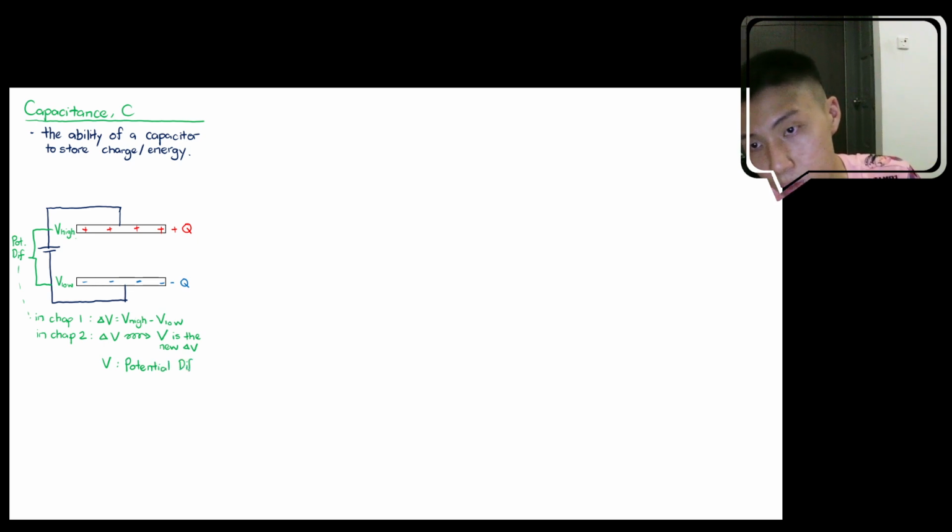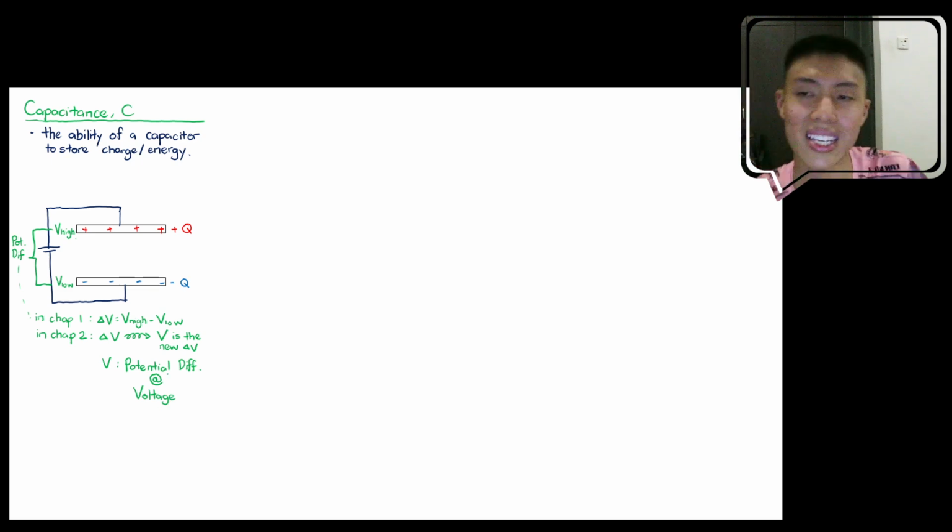In this case, it's a potential difference across the two plates. And of course, you know that another name for potential difference is the voltage. This is just another fancy name for potential difference. So when we ask what's the voltage of the capacitor, we're actually asking what's the difference in electric potential between the upper plate and lower plate.